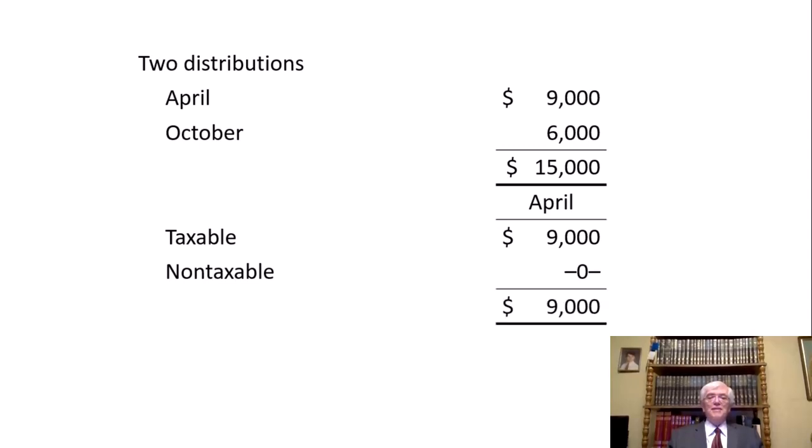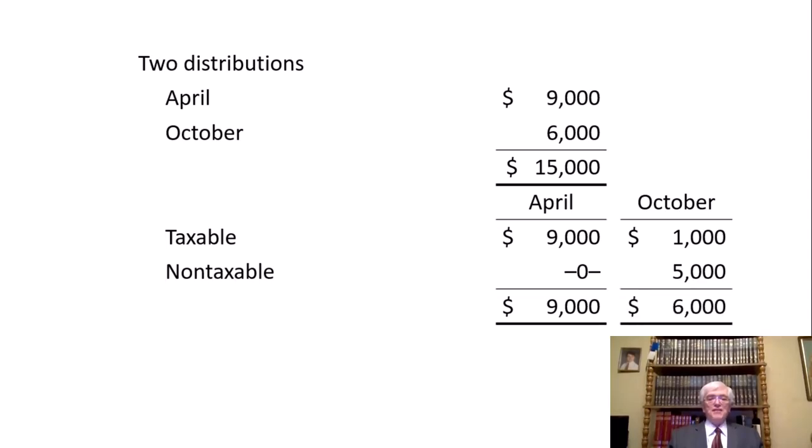The entire 9,000 on the April distribution is taxable. October, there's only 1,000 left, so that's taxable. And the rest of the October distribution is the non-taxable distribution. But you see the difference there. It's still 9 and 6. But when it was current earnings and profits, we applied the earnings and profits pro rata to the two distributions, 60-40.